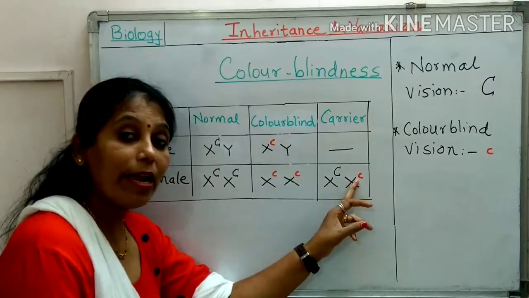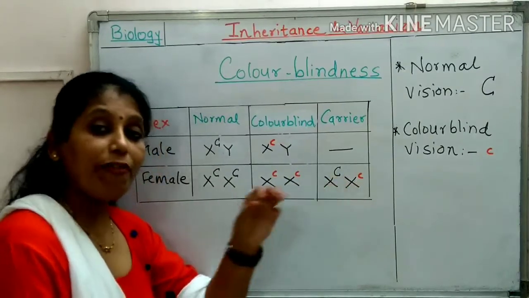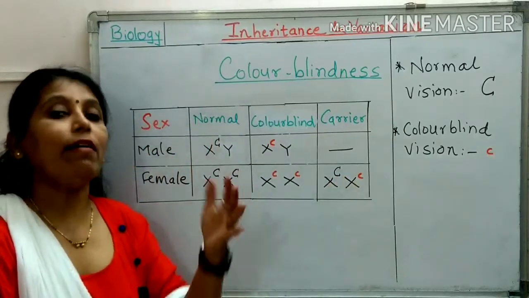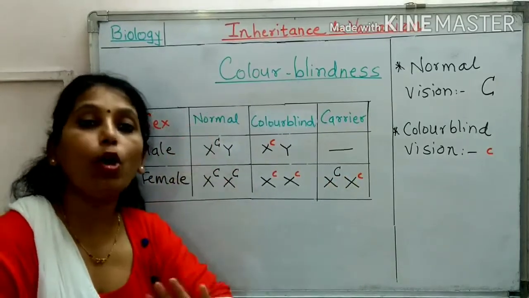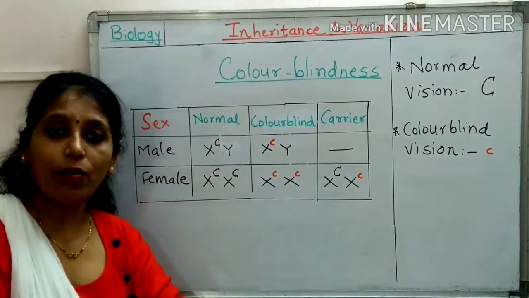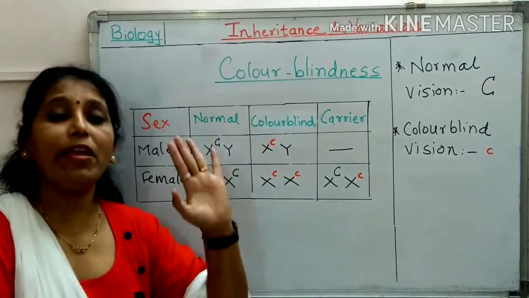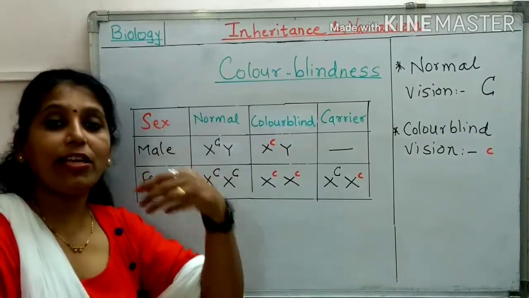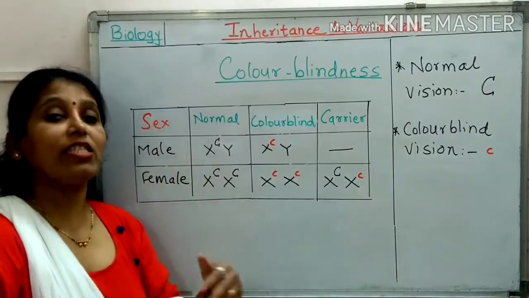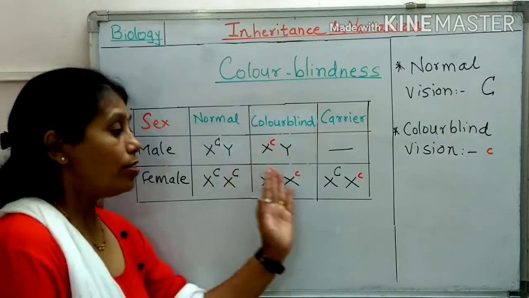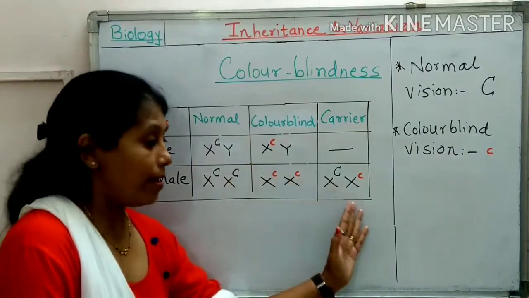That means the color blindness gene. Actually, if you see the vision of that female, in her case the vision will be normal. That female can identify the colors, red and green. She is absolutely not having any problem. But she is carrying that gene in her body and she transfers that gene to the next generation. So such a female is called a carrier female.